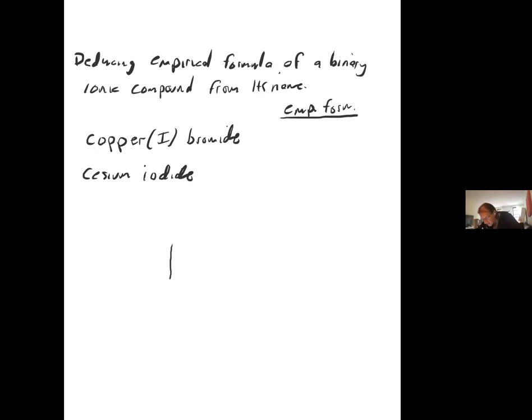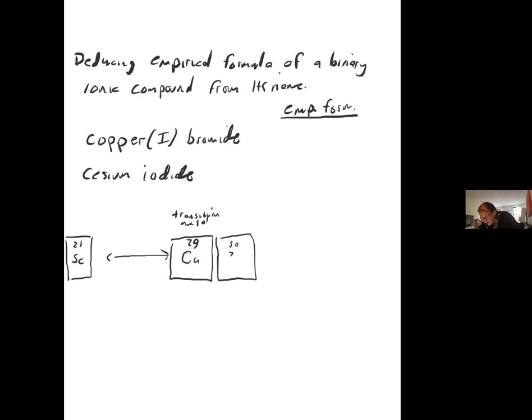Copper 1 is a transition metal, element number 29. Okay, so we don't know what the charge is. It's a transition metal. The transition metals go all the way from 21, which is scandium, to 29, which is copper. And then the next one over was that zinc, right? Number 30 is zinc. Okay.